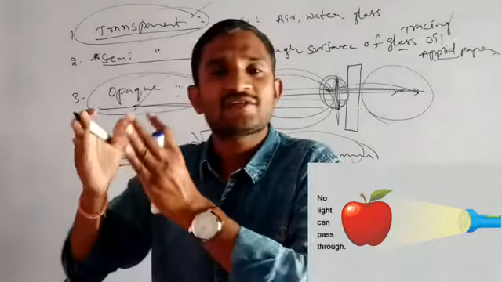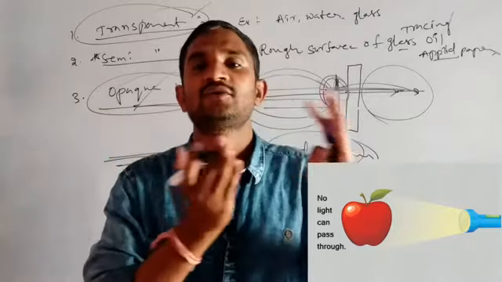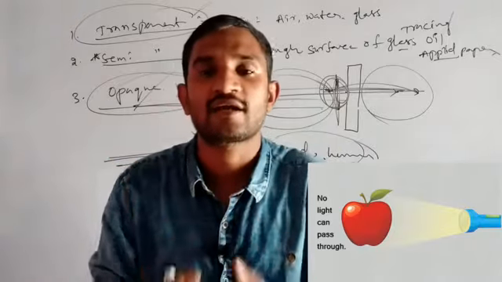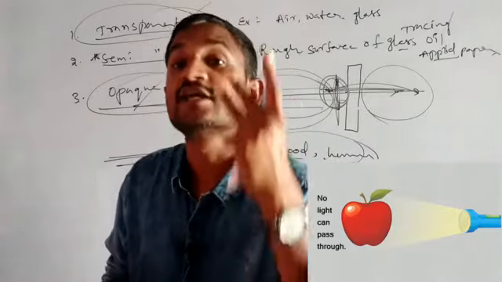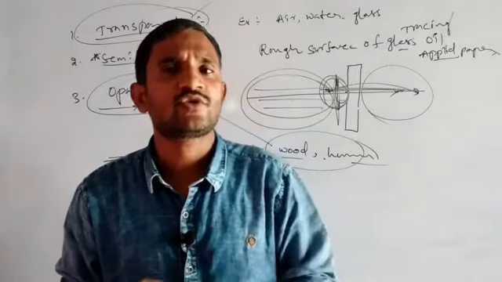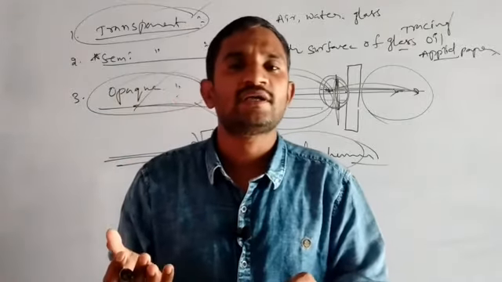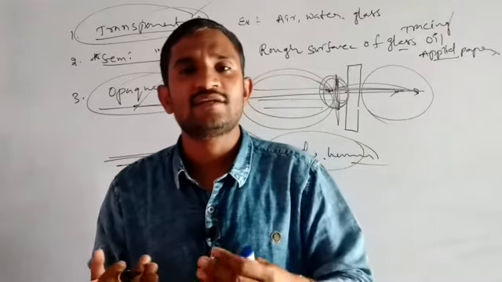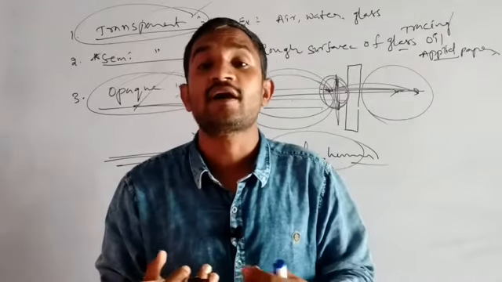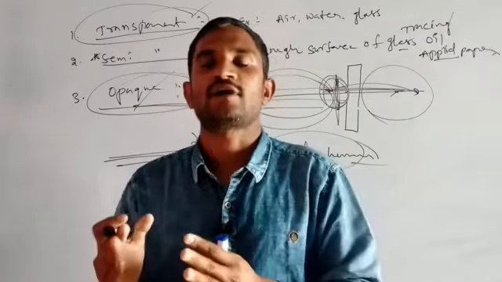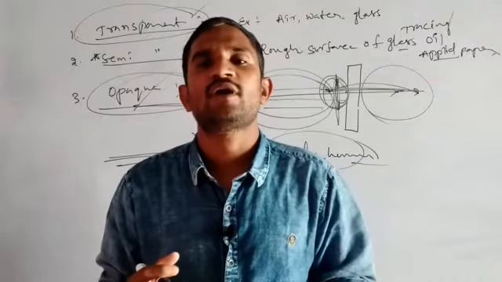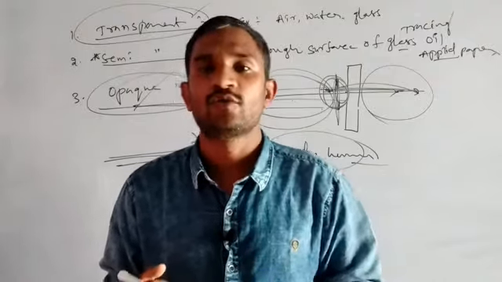Okay, by the transfer of light from one side to another side, the materials are classified into how many categories? Three categories. The next topic: to know the properties of light, scientists developed different kinds of light theories. Among them, we have to discuss some of the most important light theories.